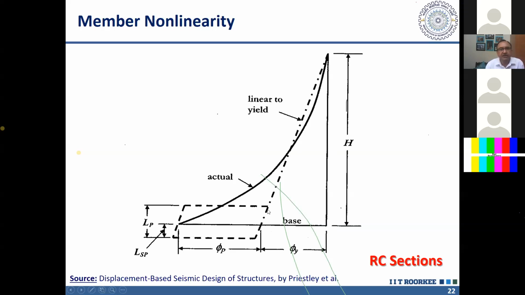So we define a rectangle here, and the height of this rectangle we represent by LP. We call it plastic hinge length. And this dimension on the curvature axis, this is phi u minus phi y. Phi u minus phi y we call plastic curvature. So this ordinate is representing plastic curvature, and this is plastic hinge length.